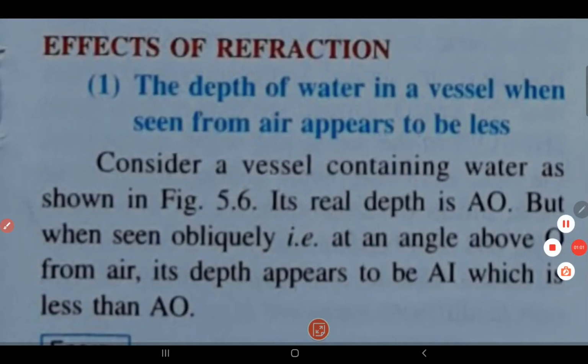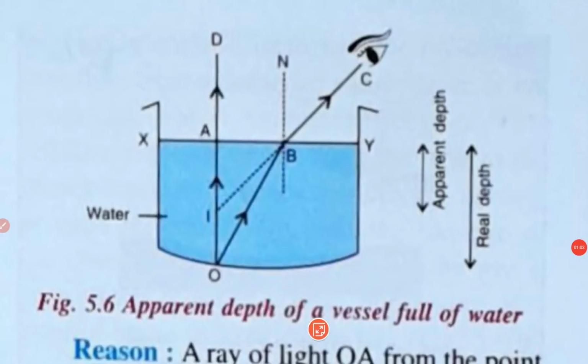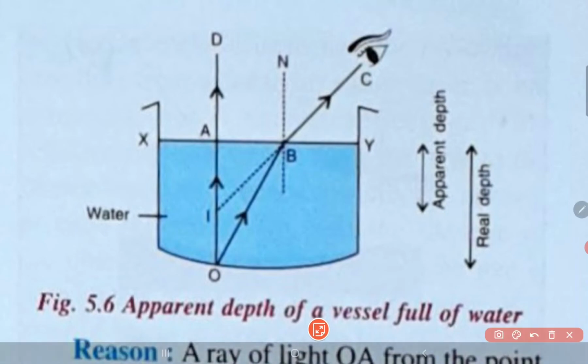So going to the next column, here you can see one diagram, right? That is the apparent depth of the vessel full of water. Apparent depth. First let us understand what real depth is. This is the real depth, that is from the surface of the water to the bottom of the container, whereas this here is the apparent depth.